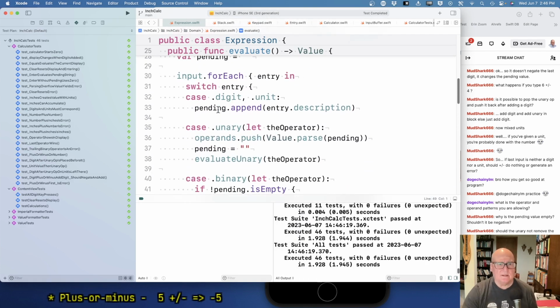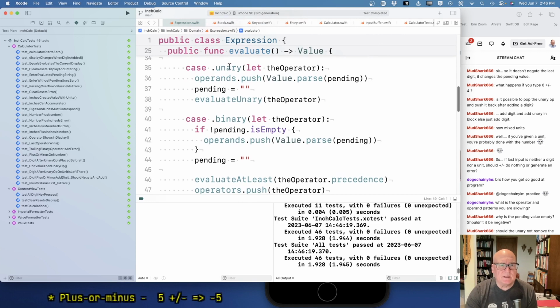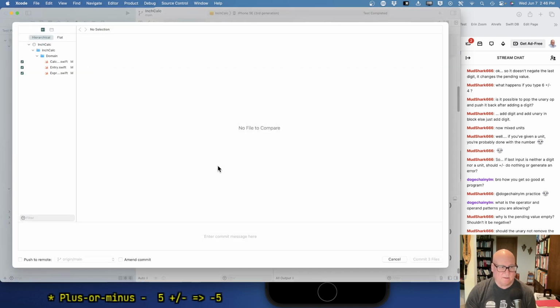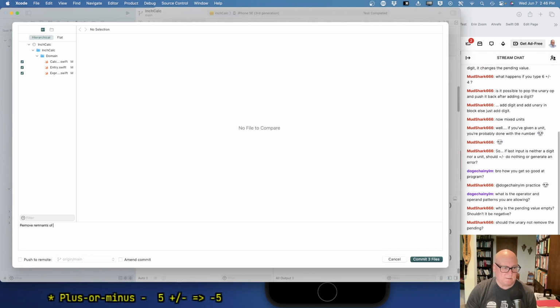Well, that's a nice move in the sense of what's going on for evaluate. We've delegated the work to the operator, and I think that's an improvement. All right, so what we've done, remove remnants of add, subtract. Yeah, I think it's nice.